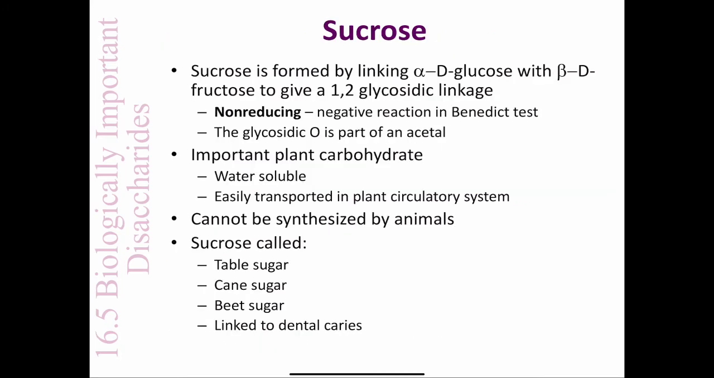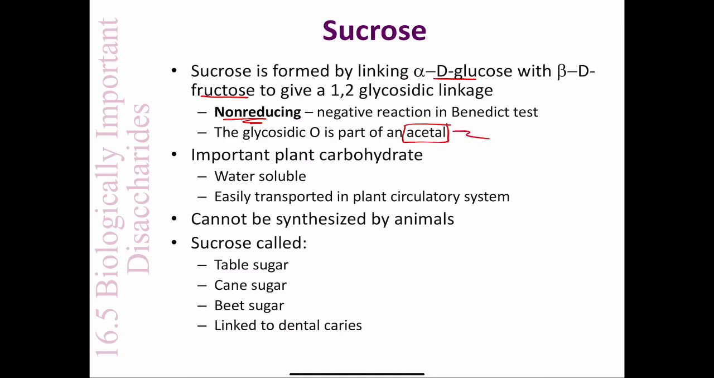So a little bit of information about sucrose. Sucrose is a disaccharide that's formed by linking alpha-D-glucose with beta-D-fructose to give a 1,2 glycosidic linkage. And we're going to look at the structure of that in an upcoming slide. What's interesting is that when you compare something like lactose or maltose, which are reducing sugars, sucrose is actually a non-reducing sugar. What that means is that it gives a negative reaction in the Benedict's test, and the reason why is because there is no hemiacetal in sucrose. It says here the glycosidic oxygen is part of an acetal. So you could even write here: no hemiacetal.